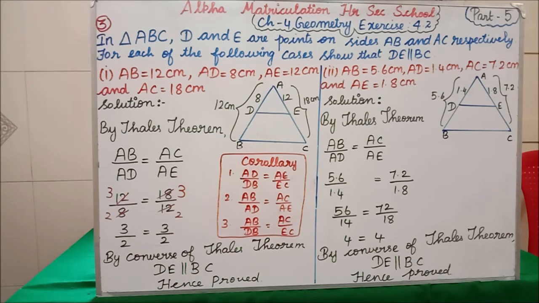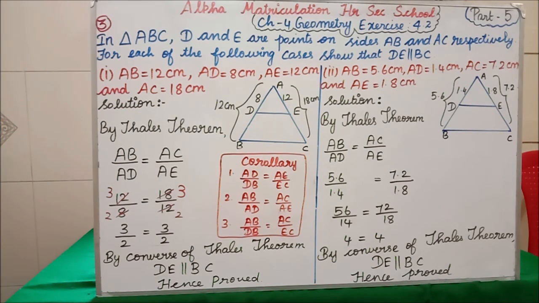So what we have seen in the converse part of the basic proportionality theorem: if the corresponding sides divide in the same ratio, then the two lines are what? DE is parallel to BC. That only we have proved in the converse part of the basic proportionality theorem, isn't it? So if you see here, this side is equal to this side. By converse of Thales theorem, we can say that DE is parallel to BC.